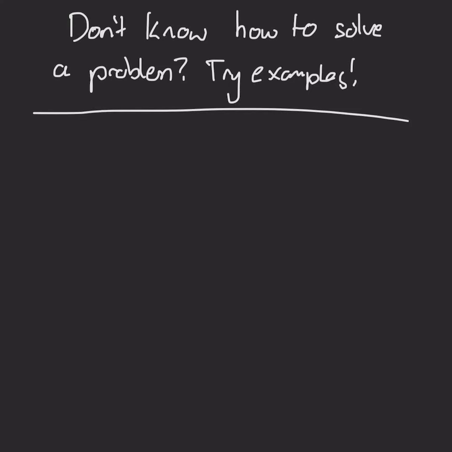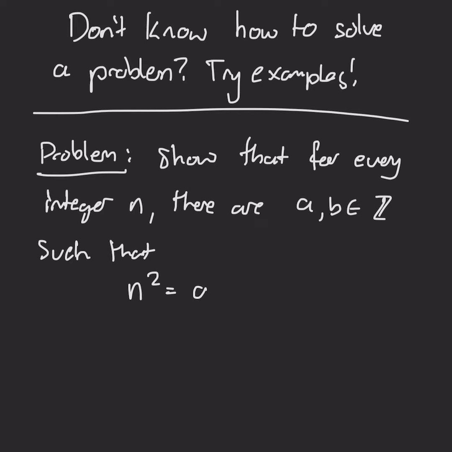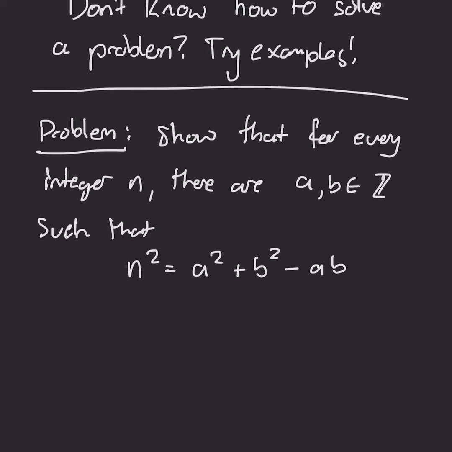Encountering a new problem can be daunting, but sometimes just looking at an example can sharpen your intuition enough to solve it almost immediately. So, take this one problem that a student of mine came and asked me for help with. The problem says to show that for every integer n, there are integers a and b such that n squared is equal to a squared plus b squared minus ab.